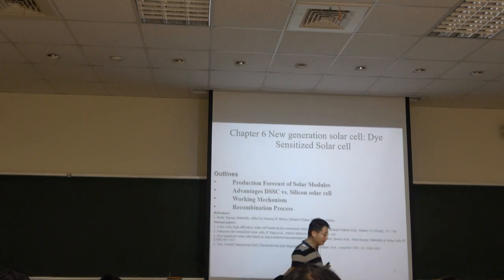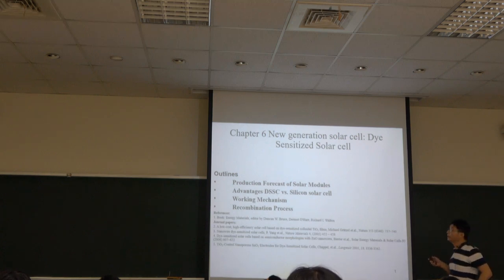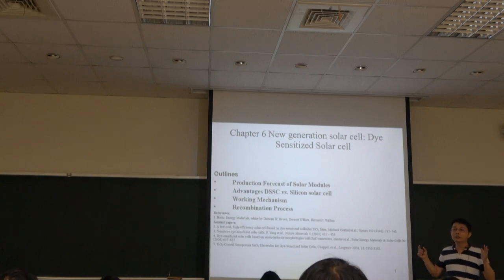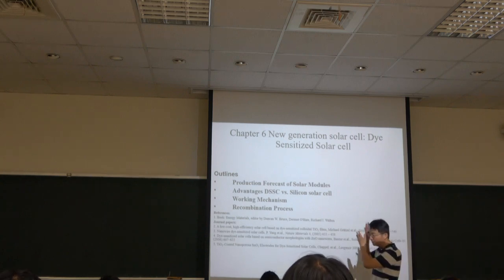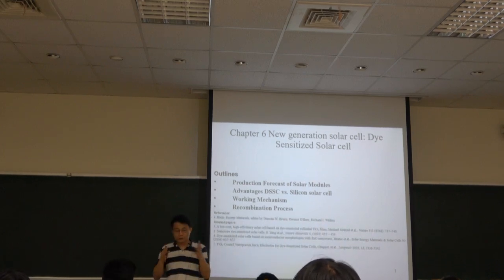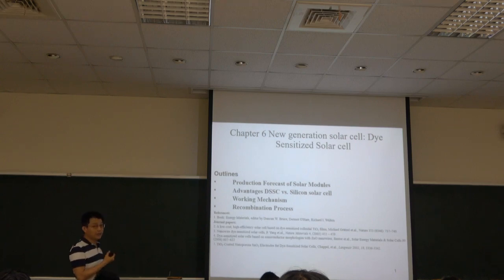And why I select this topic is because it is mostly about nanotechnology. The previous solar cell was a bulk photovoltaic, but here we are using totally nano powder, nanotechnology, or some organic dye. So first, I will talk about the forecast.